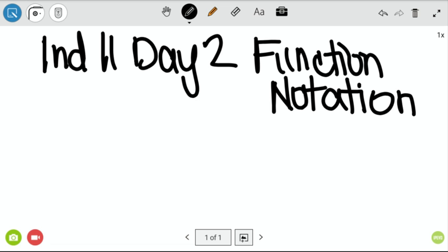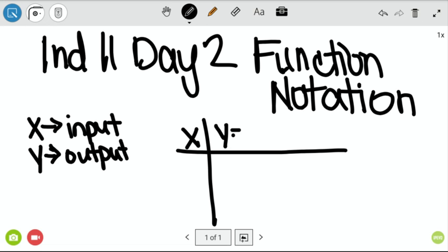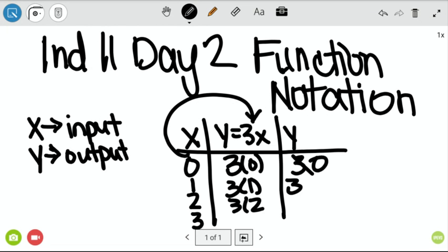Whenever we're dealing with function notation, we always know x is our input value and y is the output value. And so whenever we have an equation, do you guys remember in middle school, you would make a table like this for an equation? And then you would have values for x that you would plug in here. So you would do 3 times 0 and you get 0. 3 times 1 would be 3. I can't multiply. 3 times 2 is 6. 3 times 3 is 9.